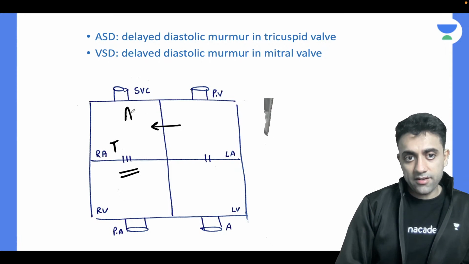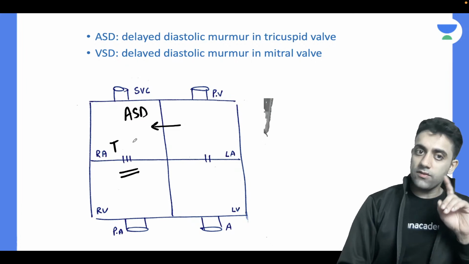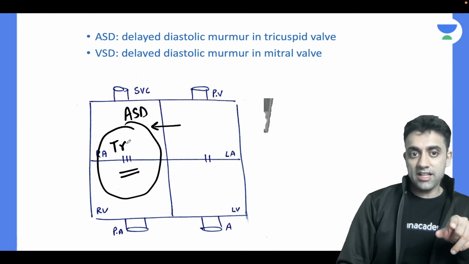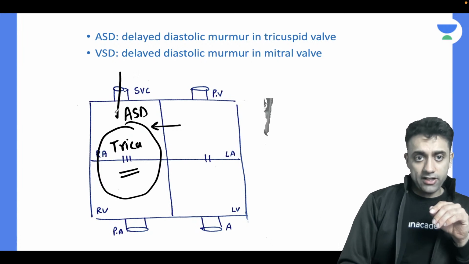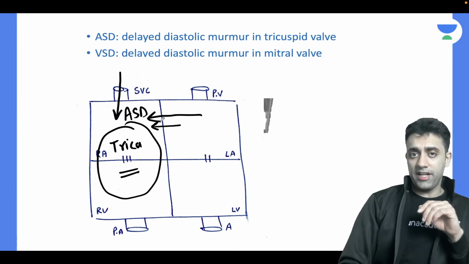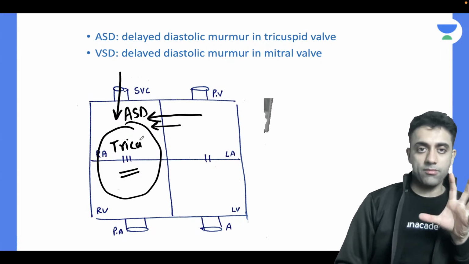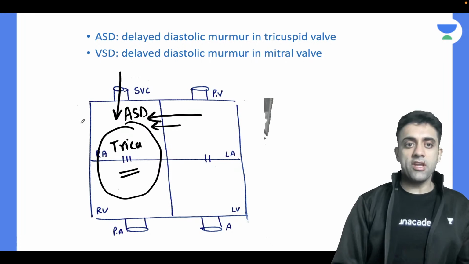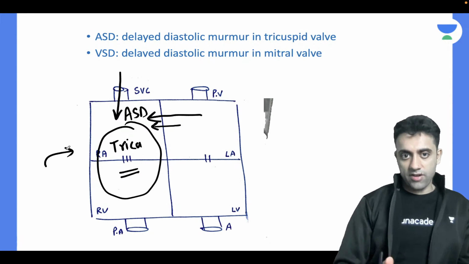In a case of atrial septal defect, this is a very important slide. There was a delayed diastole in the tricuspid valve, because too much blood was coming from the superior vena cava to the right atrium, and also from the left atrium to the right atrium. So there will be delayed diastole. Because too much blood is there, in ASD there will be a delayed diastolic murmur in the tricuspid valve.